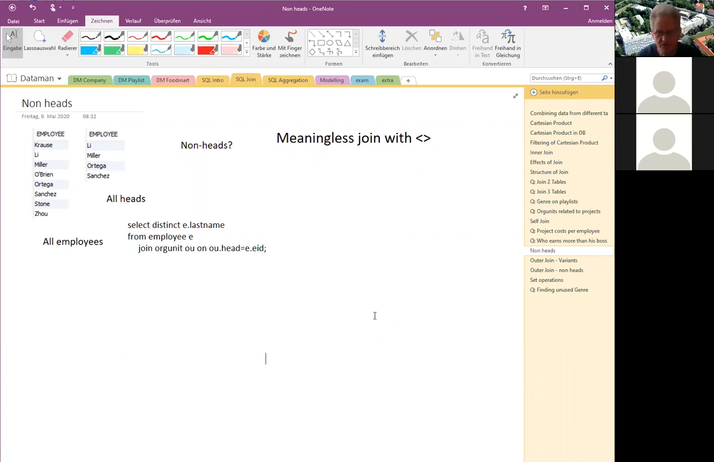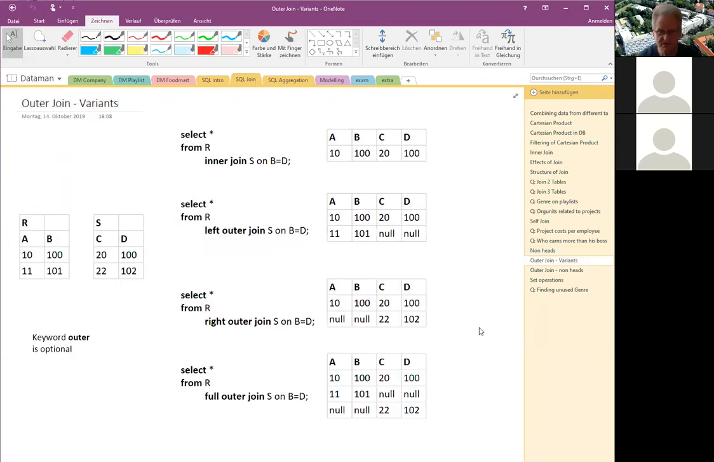Since the head-of relationship, this foreign key, if we do an inner join, we only get the heads via that relationship, and the non-heads, as you remember, are removed because they are not connected via that connection. And therefore the inner join is not able to solve that. And now here come the outer joins. So let's first try to understand what the outer joins are doing, and then let's figure out how they are able to solve our problem.